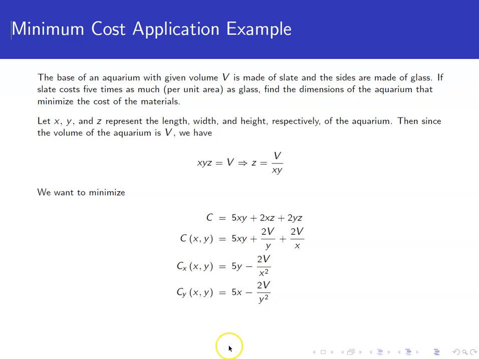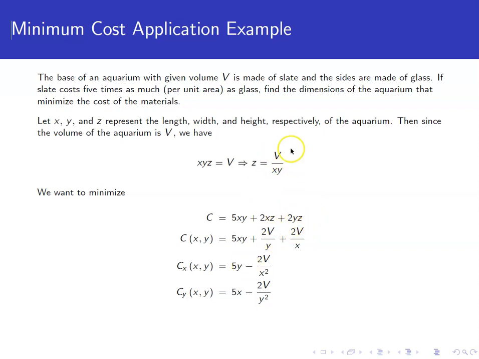We want to minimize the cost function. Well, the area of the base is x times y, and the area of the sides will be x times z and y times z. We know that the base is 5 times as much as any of the sides. So we'll have a 5xy, that's the only thing on the base, but we have two sides that have xz as an area and two sides that have yz as an area.